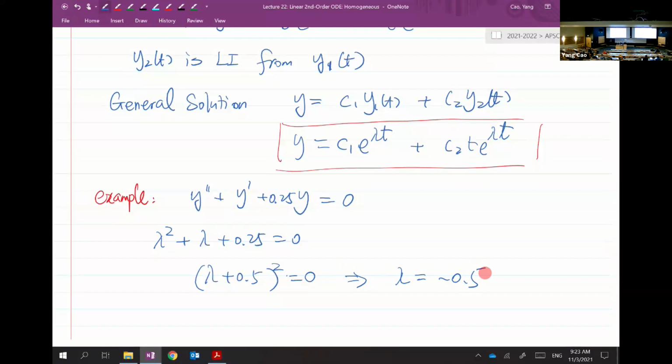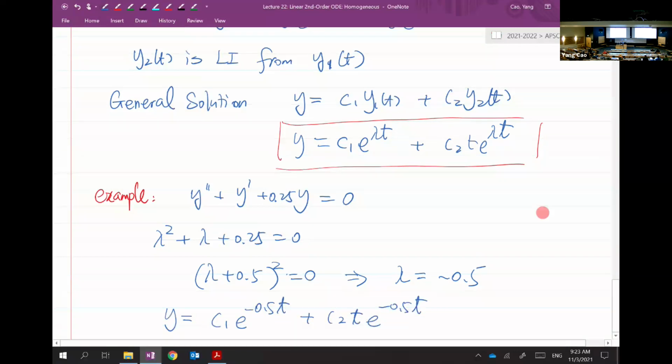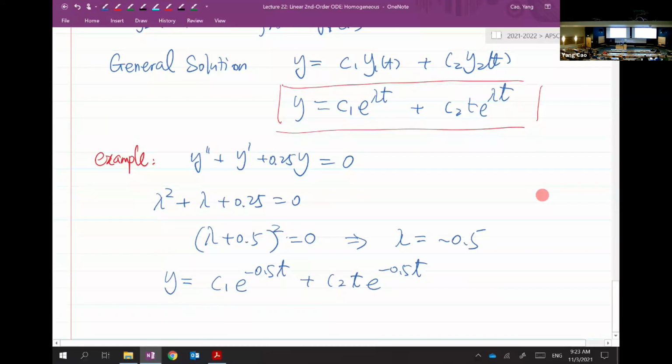So in the future, you don't have to go through all the derivations. You can just make use of the results. As long as you know it's case 2, you can apply the results right here. So your general solution is C1 e to the power negative 0.5t plus C2 t e to the power negative 0.5t. And that's it. So that's the general solution for this question.